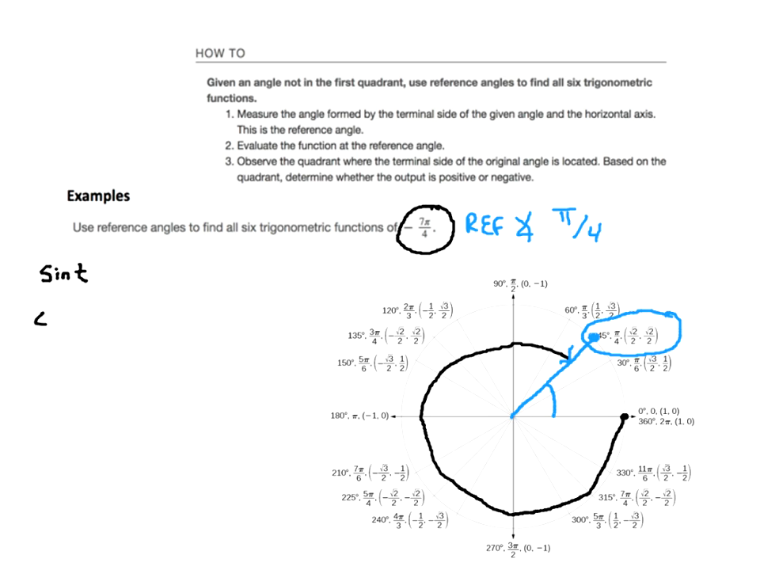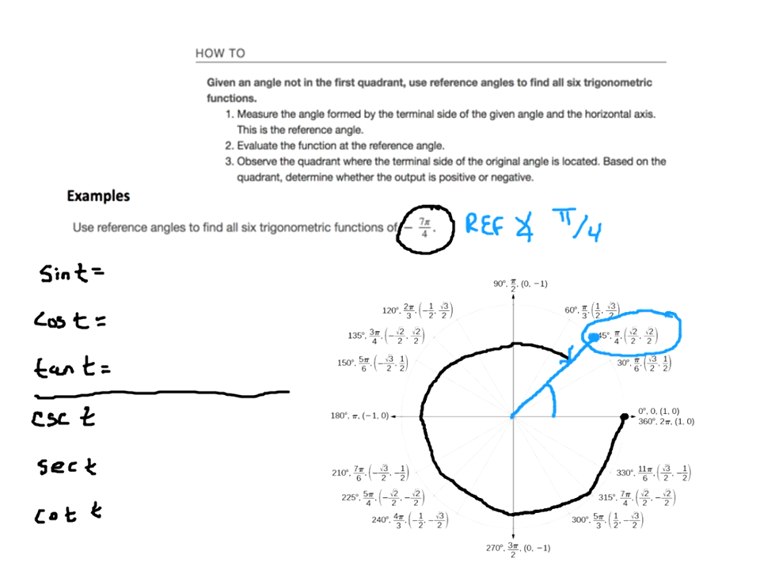So sine, cosine, tangent, and for the sake of room, I'll go underneath with these: cosecant, secant, and cotangent. Okay?